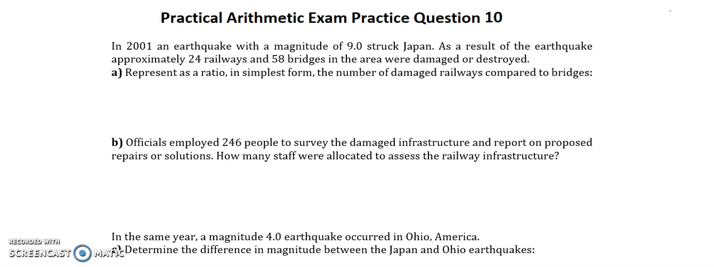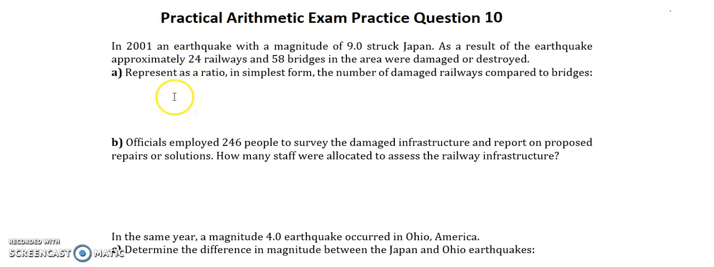Practical Arithmetic Exam Practice Question 10. In 2001, an earthquake with a magnitude of 9.0 struck Japan. As a result of the earthquake, approximately 24 railways and 58 bridges in their area were damaged or destroyed. A. Represent as a ratio in simplest form the number of damaged railways compared to bridges.